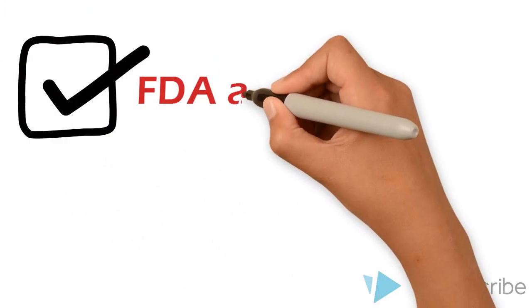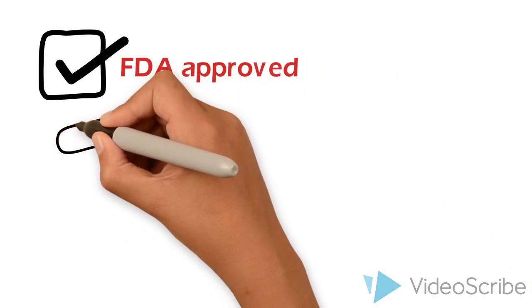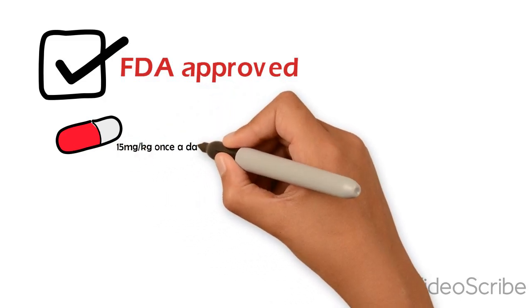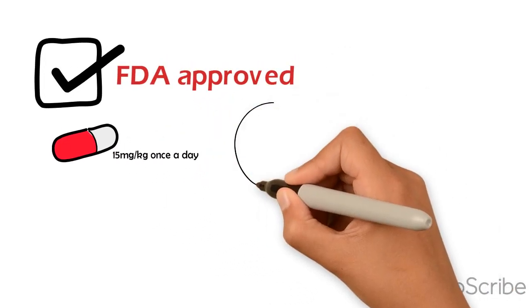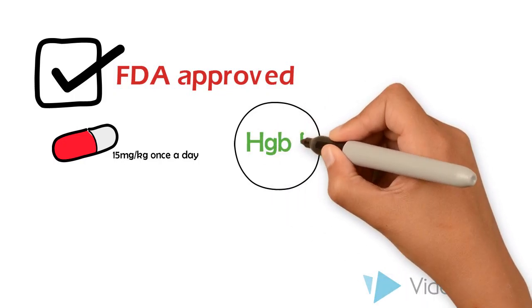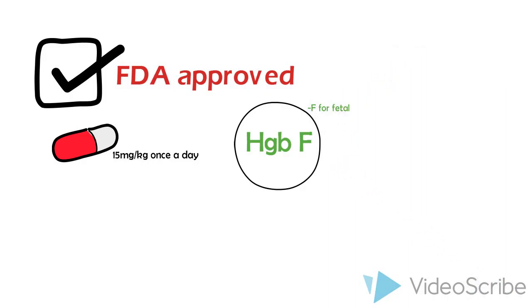Hydroxyurea is the only FDA-approved therapy to decrease the occurrence of sickle cell crisis. It's actually a chemotherapy drug. However, in small doses, hydroxyurea elevates the amount of hemoglobin F. Think F for fetal. And yeah, you guessed it. It's the same fetal hemoglobin that's present until about 6 months of life.